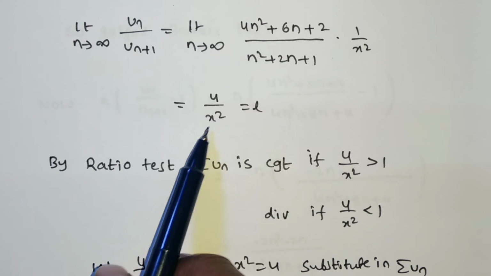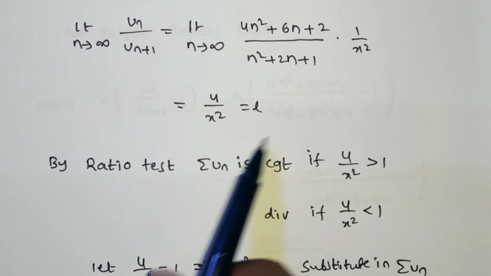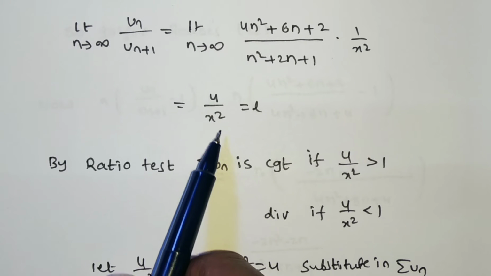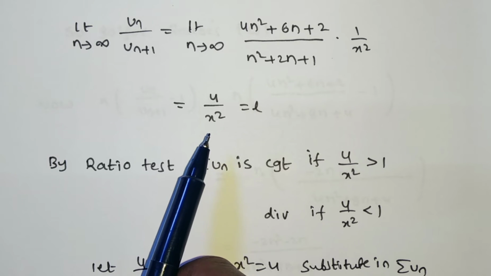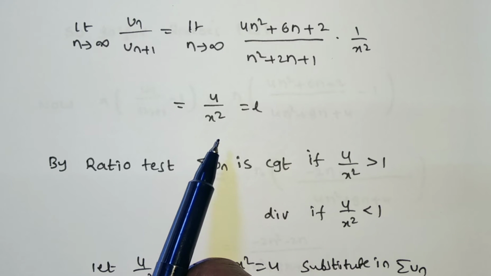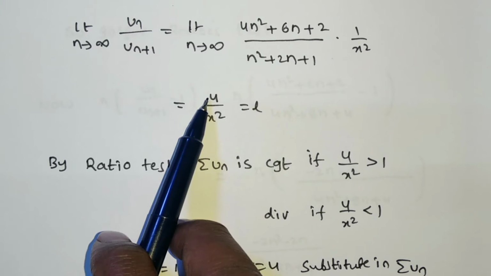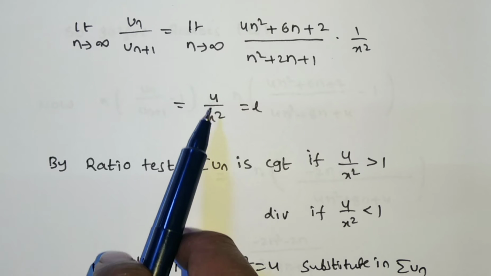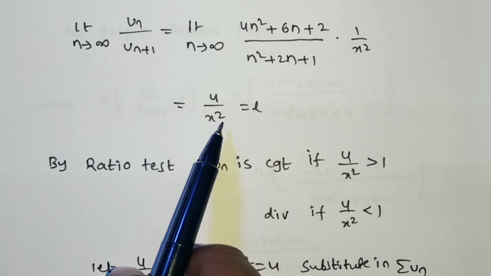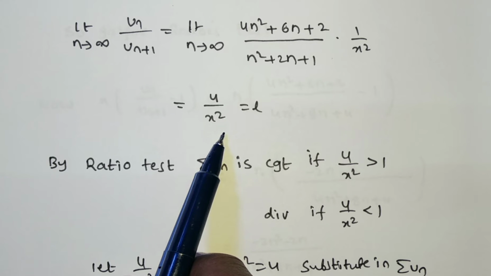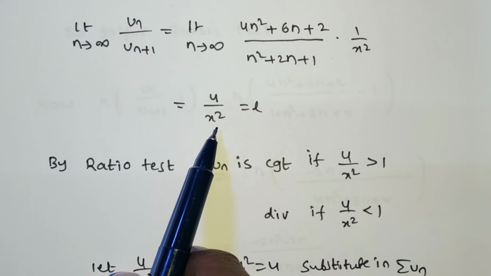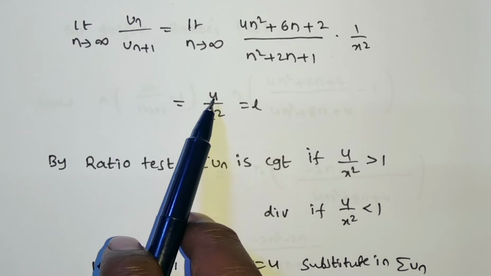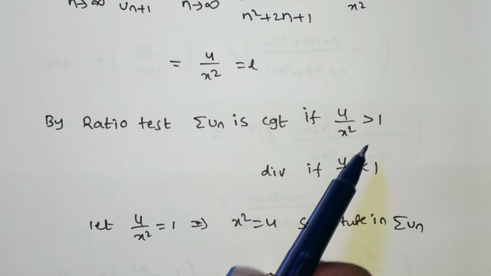So the limit we have is 4 by x square. Do you know what the x value is? Generally, in the problem, x is given as positive. X positive means x may be less than 4, or greater than 4. X square may be less than 4, greater than 4, or else equal to 4. So 4 by x square may be greater than 1, less than 1, or equal to 1.